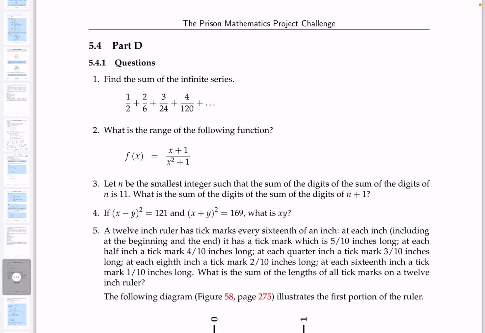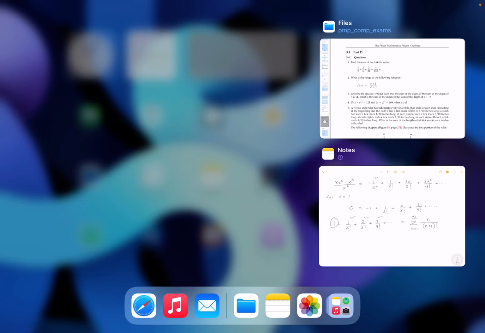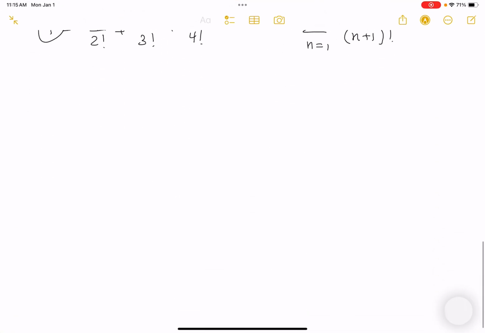Okay, for number 2, it says, what's the range of this function? So I'm going to basically go back to what I learned in pre-calculus. I'll have to use some calculus to do it as well, by the way. But let's go to number 2.